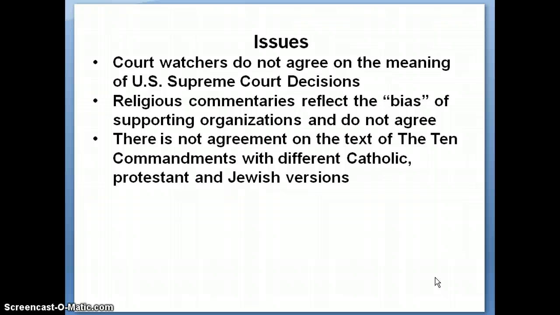And it even goes to the fact there's not even agreement on the text of the Ten Commandments. If you would do your homework, you will find that the Ten Commandments, even the numbering of them and the writing of them, is different with different Catholic, Protestant, and Jewish versions.